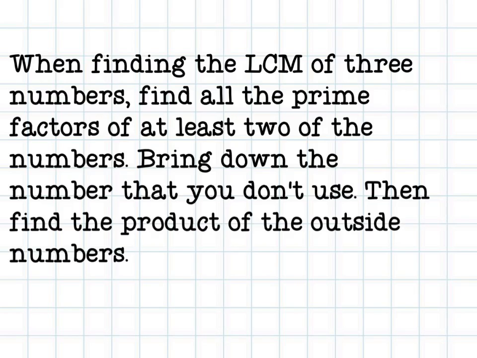So when you're finding the LCM of 3 numbers, find all the prime factors of at least 2 of the numbers. Bring down the number that you don't use, that is not being divided, then find the product of the outside numbers.